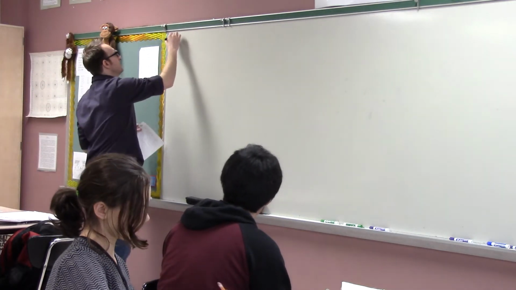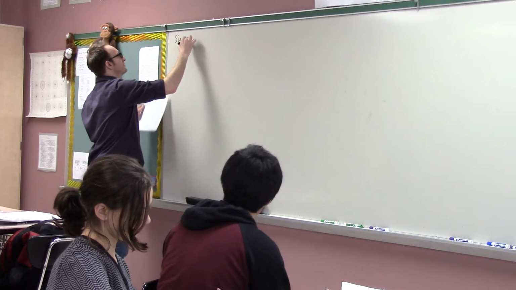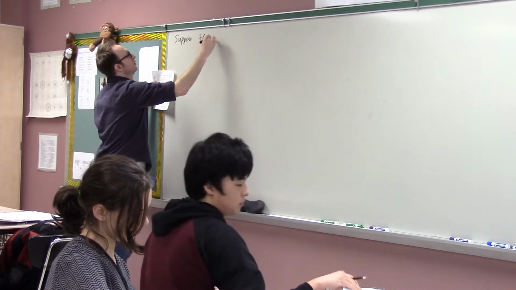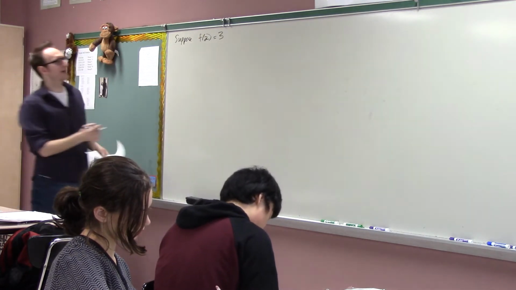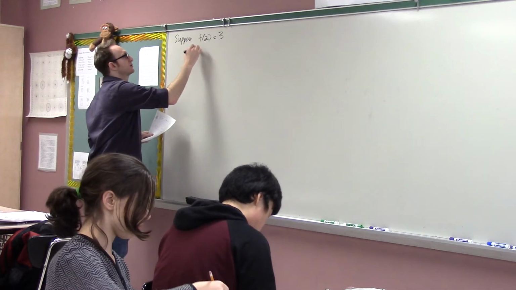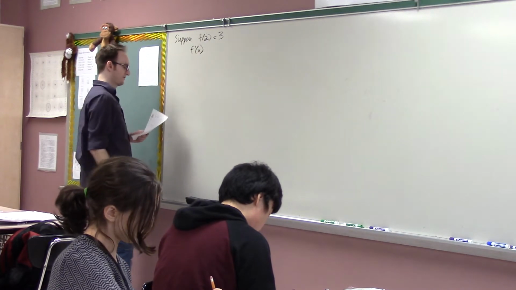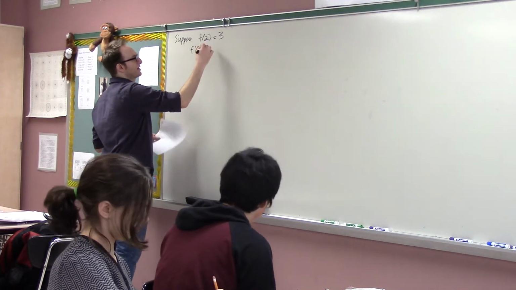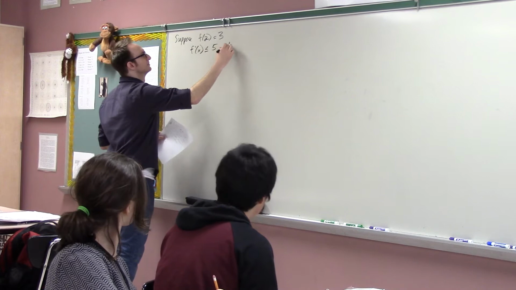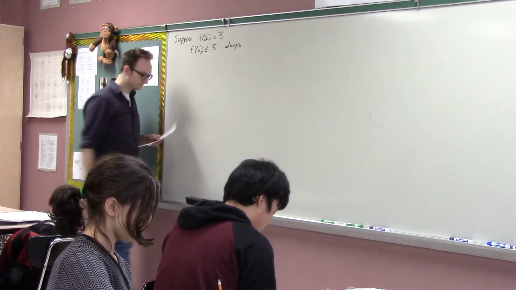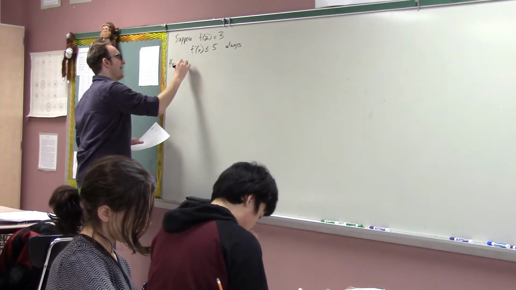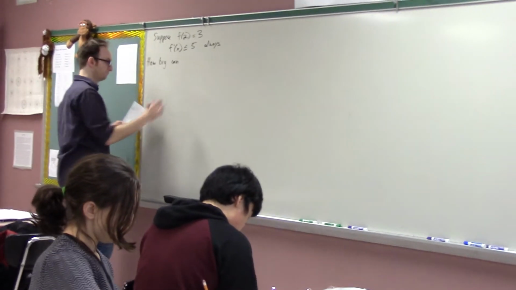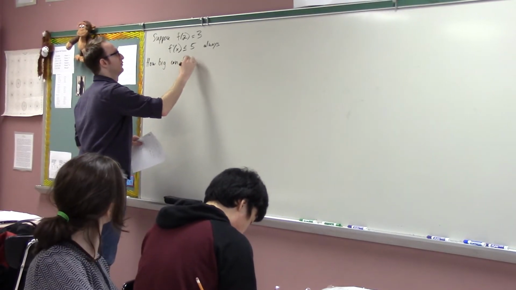Suppose I tell you the following pieces of information. That f of 2 is 3. And the other thing I tell you is that the derivative of this function is less than or equal to 5, always. And now I have a question. How big can f of 4 be?